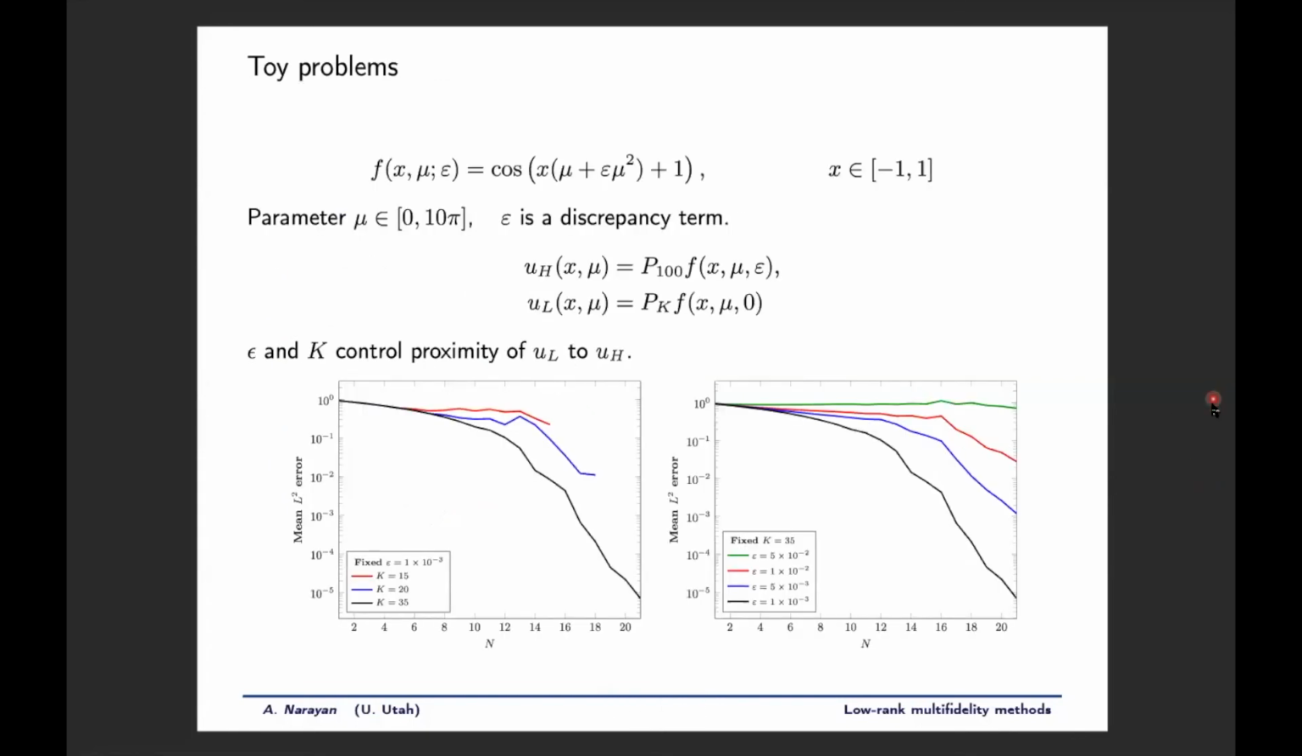Okay, so here's the sanity check. This is not a real interesting problem. This is just a sanity check. So here's an arbitrary function as a function of space x, a parameter mu, and I'm going to call this other parameter epsilon, which is essentially going to be a discrepancy parameter.